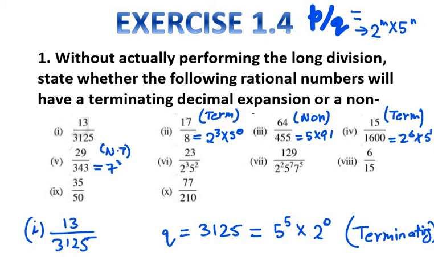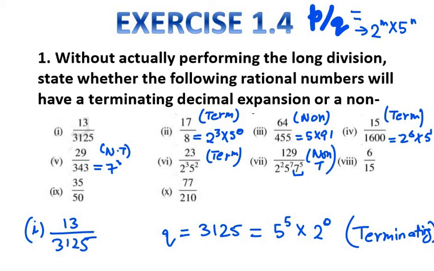Now the next one is the simplest one. It has 2 raised to power 3, 5 raised to power 2. So therefore you can write it as terminating. Now the seventh one, 129 over 2 raised to power 2, 5 raised to power 7 and 7 raised to power 5. Now we can see that one is extra, that is 7 raised to power 5. So it will be non-terminating because it has an extra number, that is 7 raised to power 5.